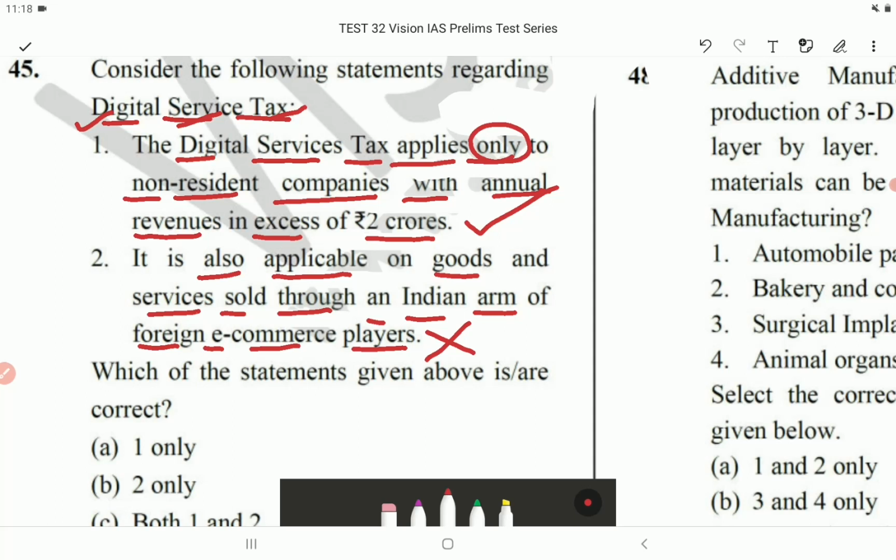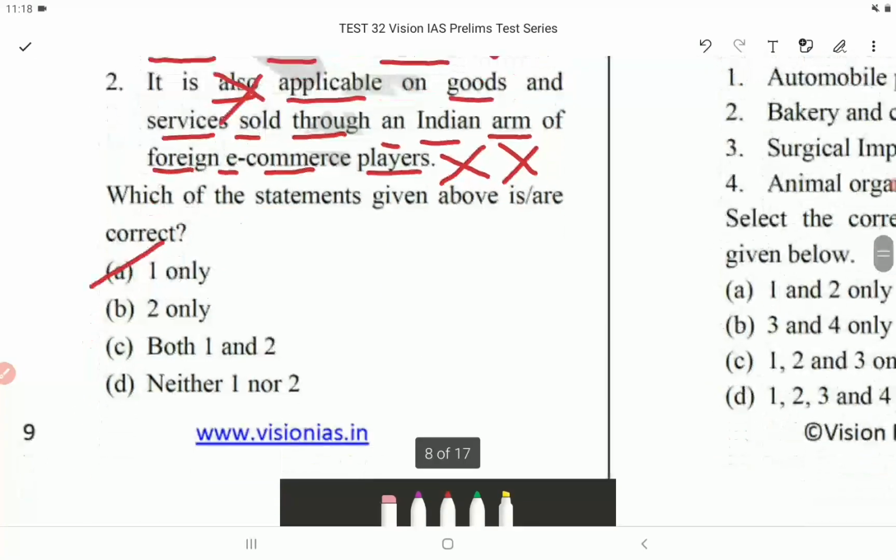So it is not applicable on goods and services sold through an Indian arm of foreign e-commerce players. So statement 2 is incorrect. Which of the statements given above is or are correct? The correct answer is option A, that is 1 only. Now let's come to next question.